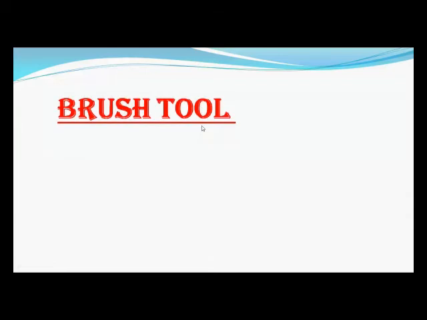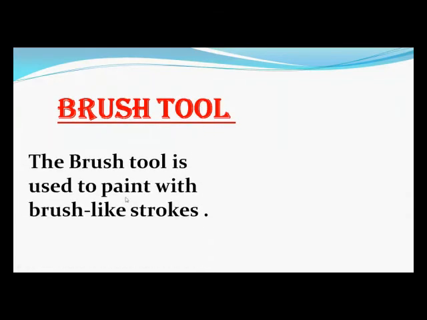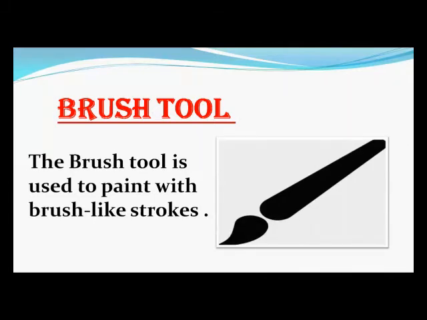Now move towards the next, that is the brush tool. The brush tool is used to paint with brush-like strokes. The brush tool is used to paint freely on the stage with brush-like strokes. It can be used to create specific effects such as calligraphic effects. Now this is the icon of the brush tool. Now the steps of painting with the brush tool.